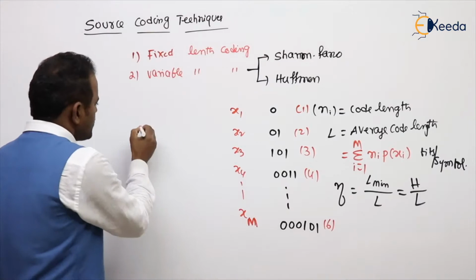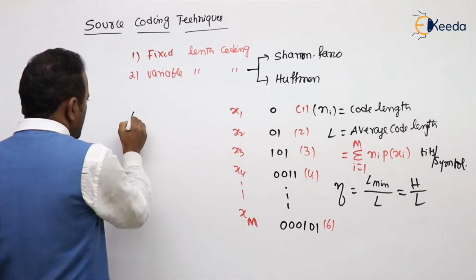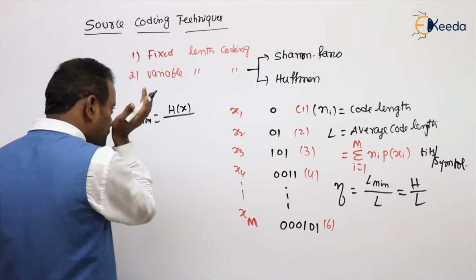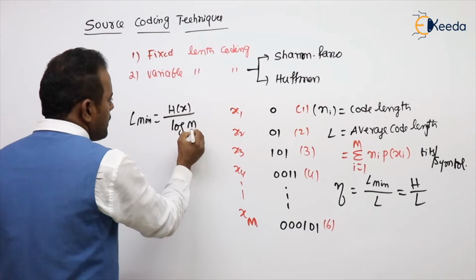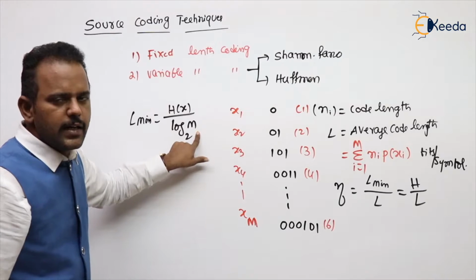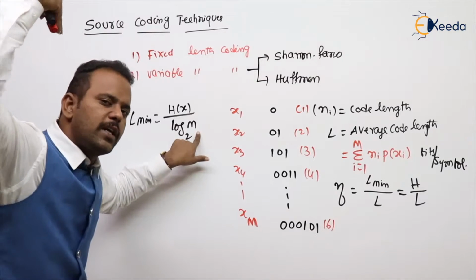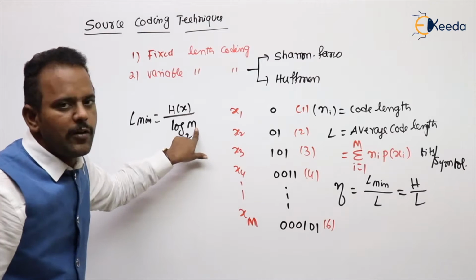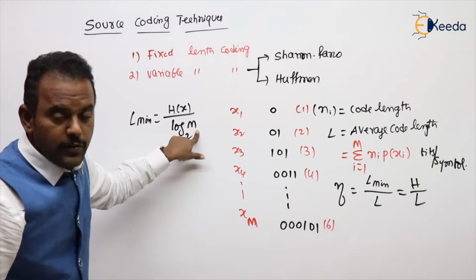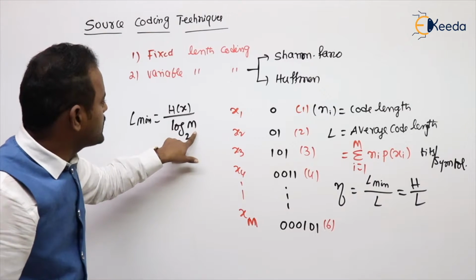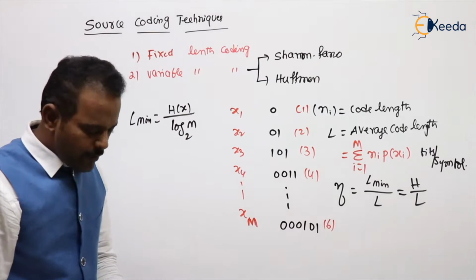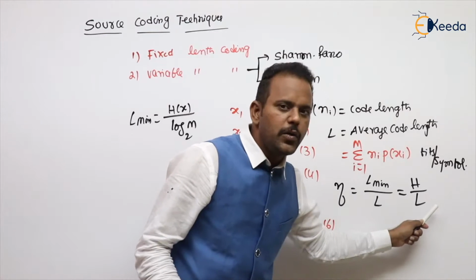But a small difference is there. Actually, L minimum formula is the entropy H divided by log M, base 2 only. M means the number of symbols. Generally, in some of the ESC conventional problems, if they want to give critical problems, they will mention the M value. In general, if the M value is not mentioned, it is actually 2, and log 2 base 2 is 1. So L minimum becomes H only. Otherwise, you have to write H by L into log M base 2.